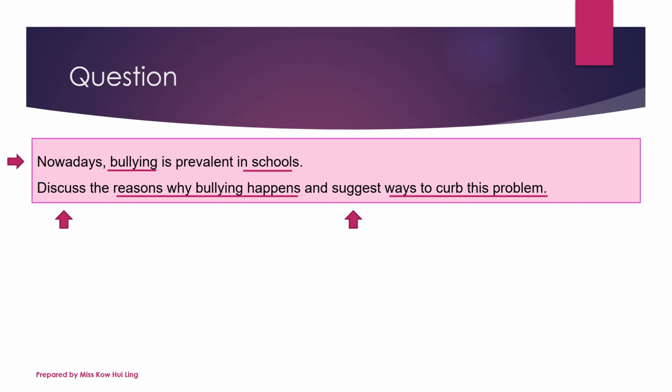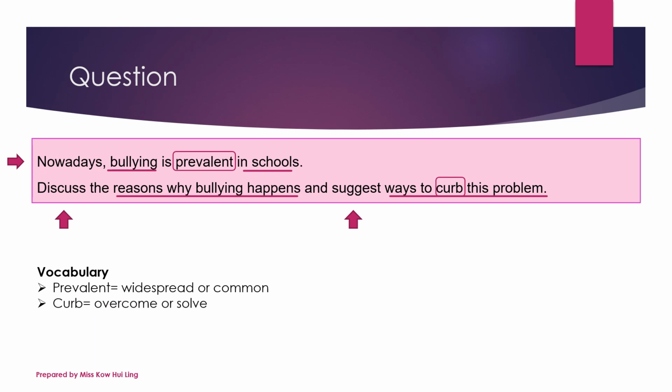The vocabulary that I would like to highlight here is prevalent, which means widespread or common. So we know that bullying is not something new anymore in schools. The next word is curb. It means to overcome or solve. Without wasting any time, let us start to think. What are the main ideas that we can include to answer this question?